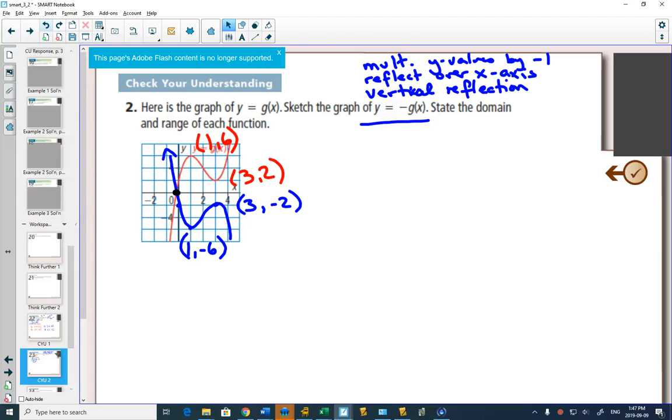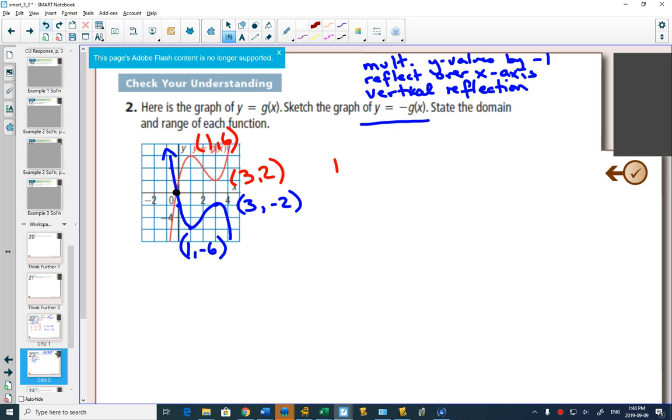State the domain and range of each function. Sometimes I'm not very good at modeling when I'm teaching, but I don't know if you noticed I've already read the question 3 times. I read it in my head. I finish a part, and then I reread the whole question. Oh, I haven't done the domain and range yet. So again, in math, we often have to reread a question many times.